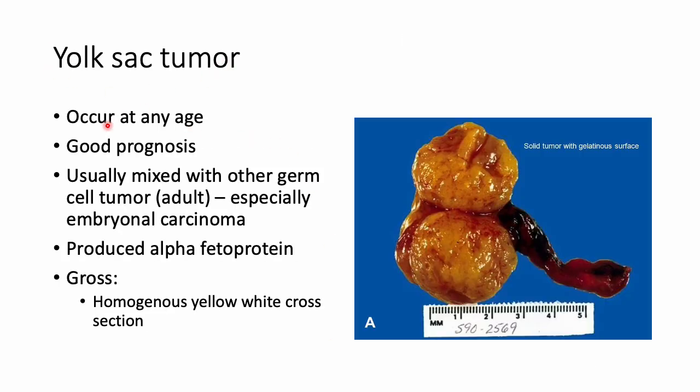The yolk sac tumor can occur at any age with a good prognosis, usually mixed with other germ cell tumors, especially embryonal carcinoma, and it produces alpha-fetoprotein. Grossly, it has homogeneous yellow-white cross sections. This looks like fatty tissue.